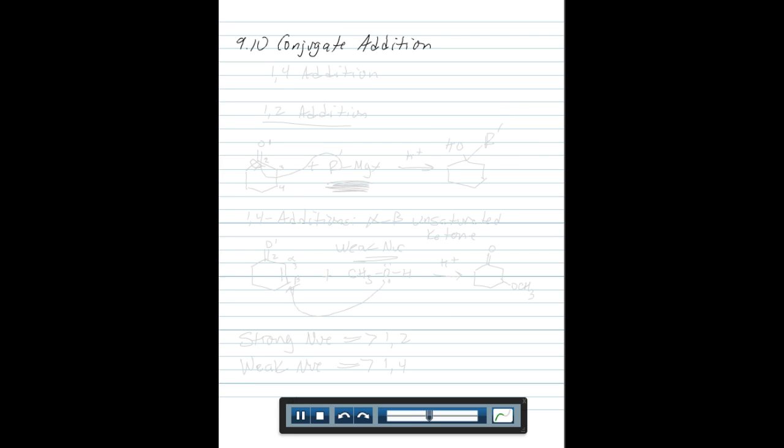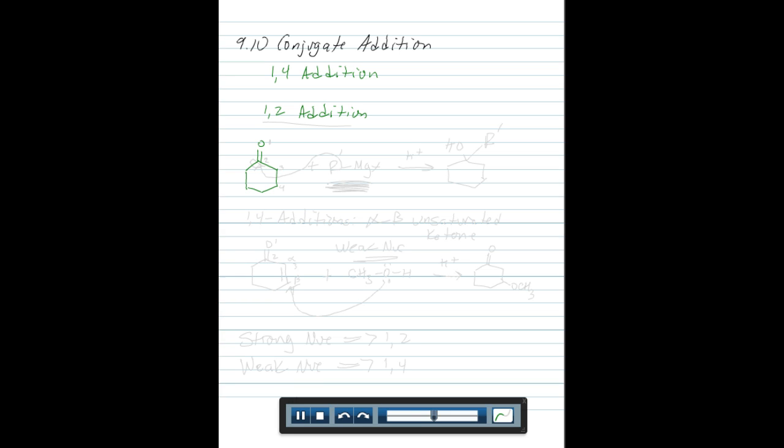The last reaction in this chapter is called the conjugate addition. This is what's called a 1,4 addition. All right, up until now, we have been doing what's called a 1,2 addition. Okay, I'll show you what that means. So, actually, let me do a cyclohexane. It doesn't have to be a cyclohexane, but I'm just going to show you.